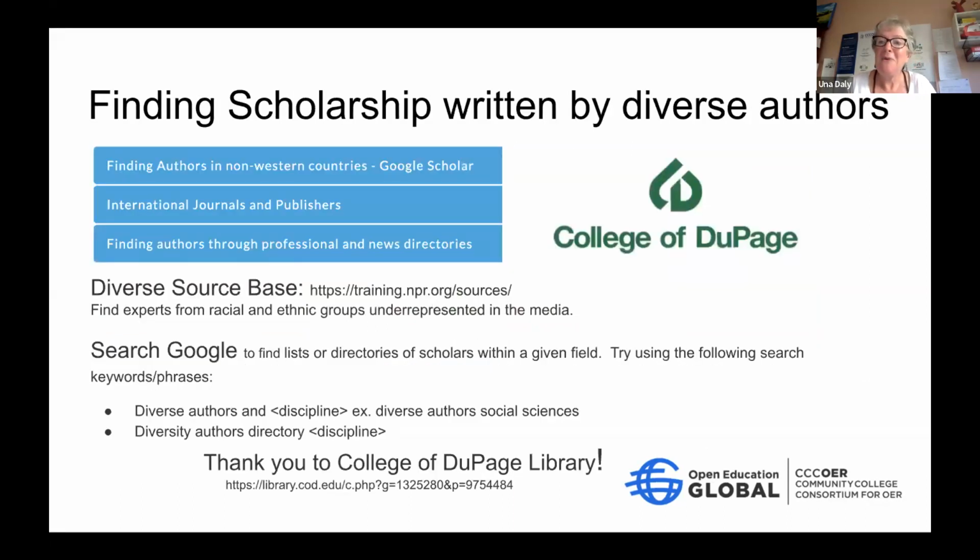And finally, one of our members, College of DuPage, has a library page on finding scholarship written by diverse authors. Big thanks to College of DuPage Library for this. They give examples. I was playing with it myself yesterday. You can simply use Google to do some searches and you can find examples of diverse scholars in your discipline.